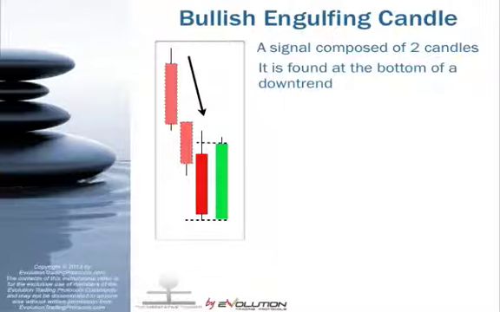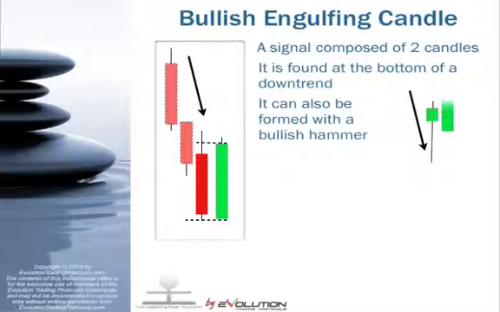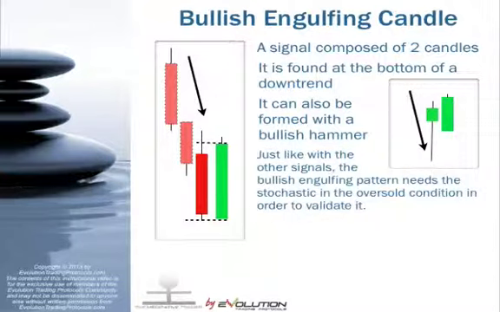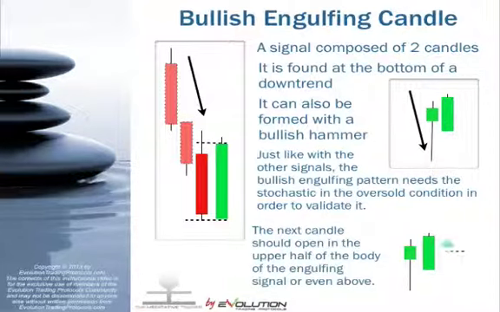There is also the possibility that the downtrend ends with a bullish hammer with a green body followed by the Bullish Engulfing pattern, which of course should be green as well. As with the rest of the candle signals you've learned so far, the Bullish Engulfing pattern needs the stochastic in the oversold condition in order to validate it, and the next candle should open in the upper half of the body of the engulfing signal, or even above.